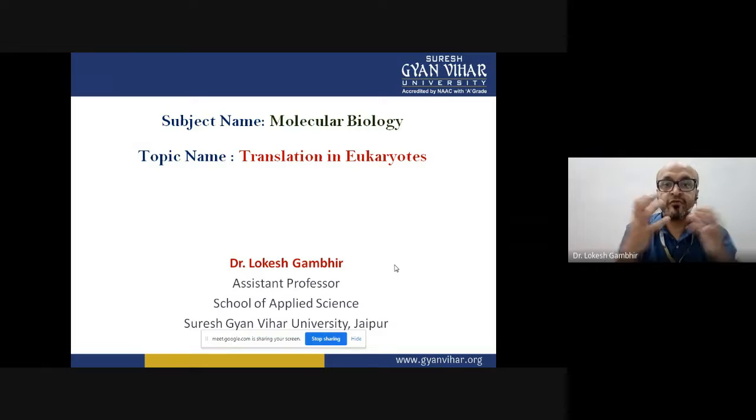But when you're talking about eukaryotes, there are multiple players. There are nine initiation factors involved, each performing a specific function, with the main aim to make a pre-initiation complex followed by an initiation complex, a translation initiation complex that is called the 80S ribosomal initiation complex.